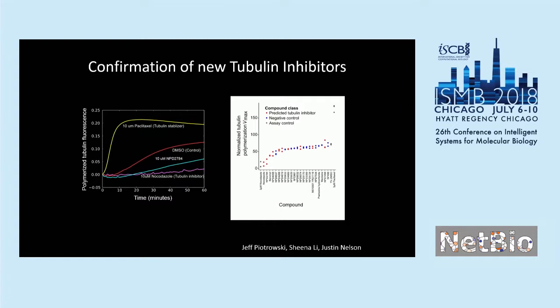What I'm showing you here on the left side is a compound, NPD 2784, that was predicted to inhibit the tubulin complex assembly, was the GO term. And we took it into a mammalian in vitro tubulin polymerization assay and showed that it indeed does inhibit this polymerization.